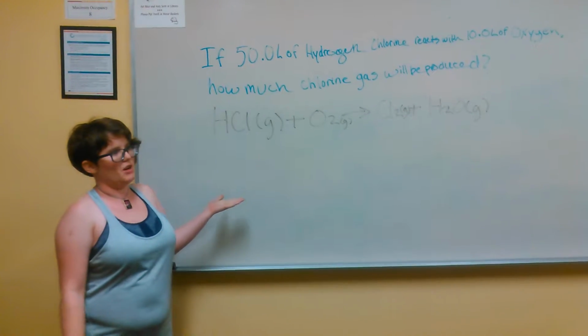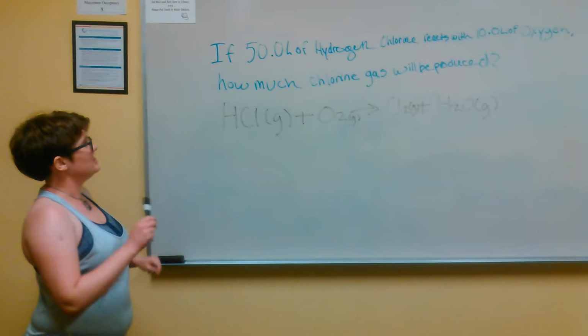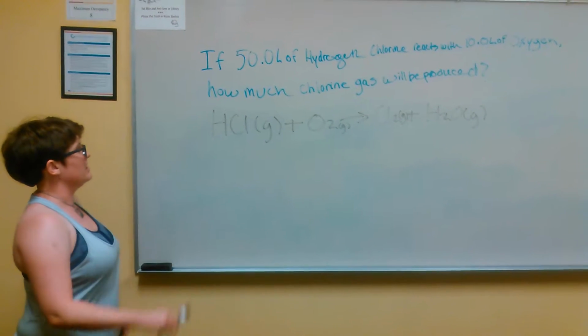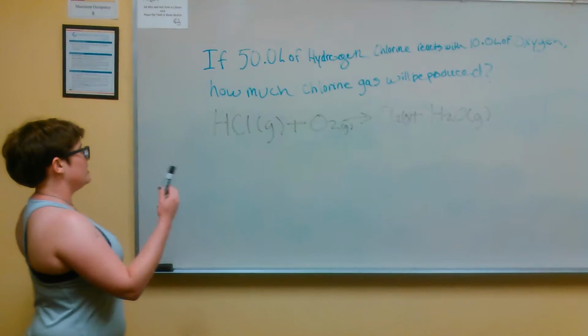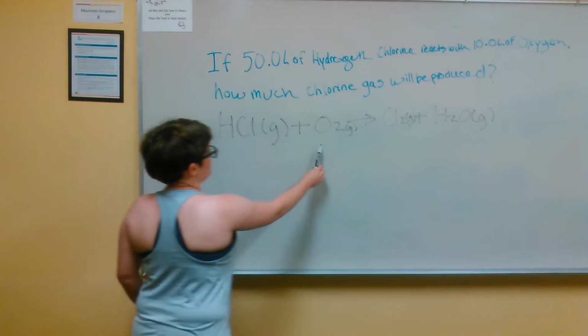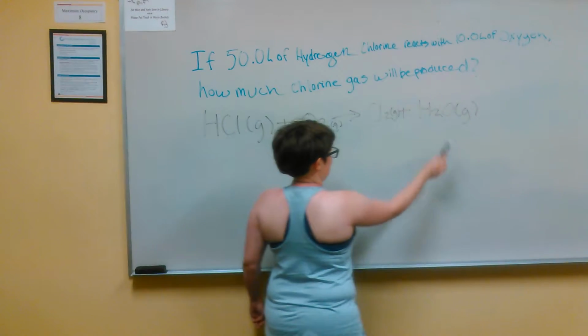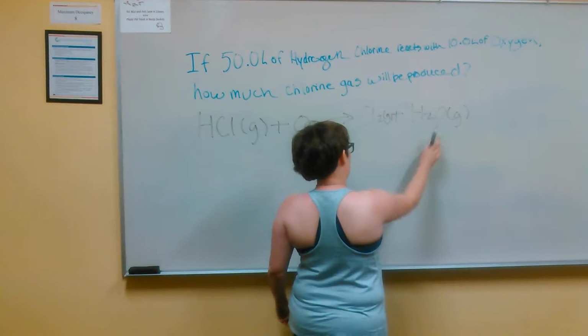Solving a limiting reagent problem. The question reads: if 50 liters of hydrogen chloride reacts with 10 liters of oxygen, how much chlorine gas will be produced? And so here we have our chemical reaction that reads hydrogen chloride gas plus O2 oxygen yields 2 chlorine gases and water.